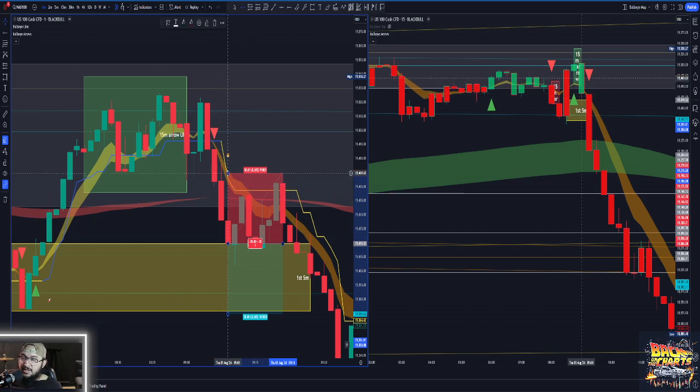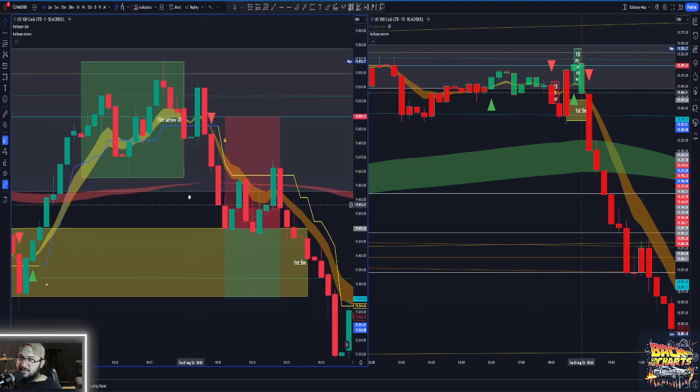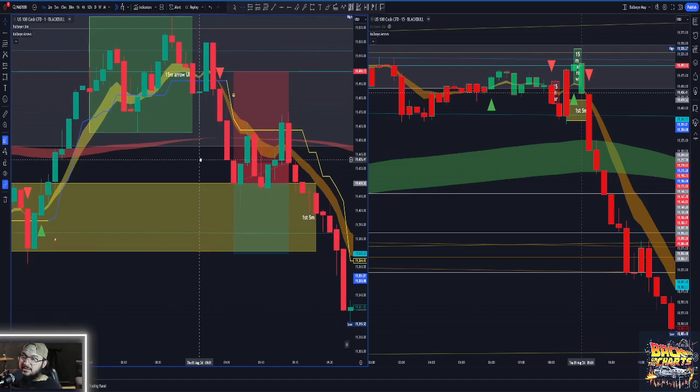And I took this. And so what you typically do is a 50-point stop. Or you could do structure, something like this, the high. And there is a daily level right here. So it could look something like that. And we take that down. And notice how price comes through.